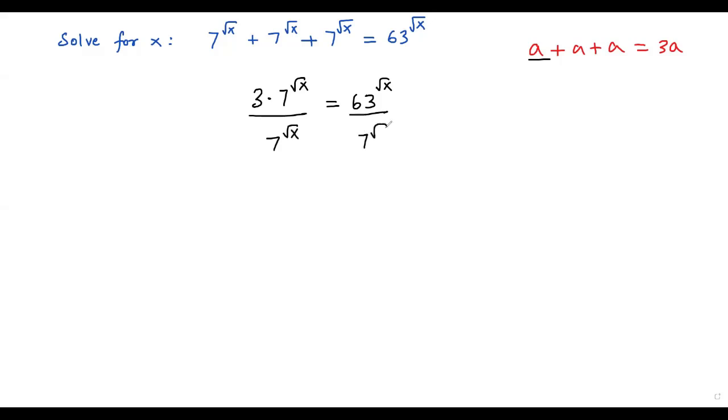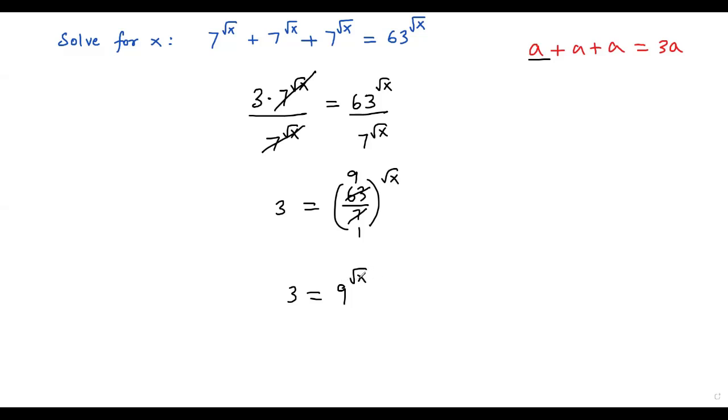So when I do so, the 7 to the power of square root of x will cancel out, and I'm just getting 3. On the right side, we have the same exponent for both numerator and denominator. In a fraction, when we have the same exponent for both numerator and denominator, we can write the exponent in common. That is 63 over 7 whole to the power of square root of x. 7 goes into 7 one time, 7 goes into 63 9 times. So I'm getting 3 equals 9 to the power of square root of x.